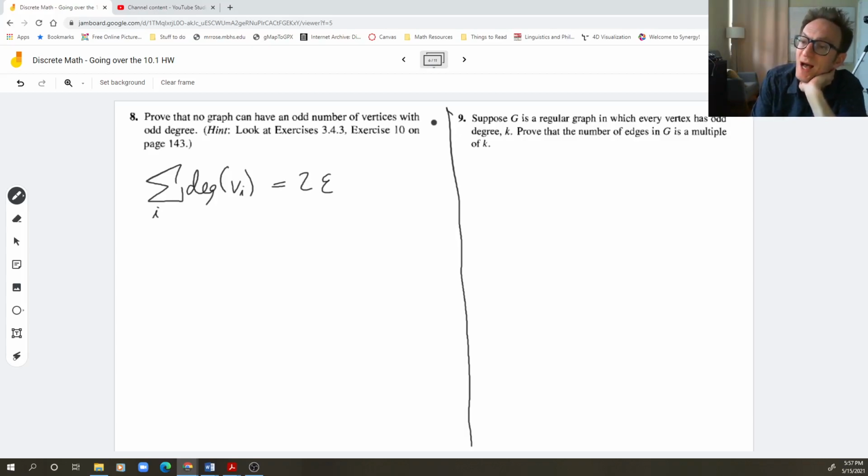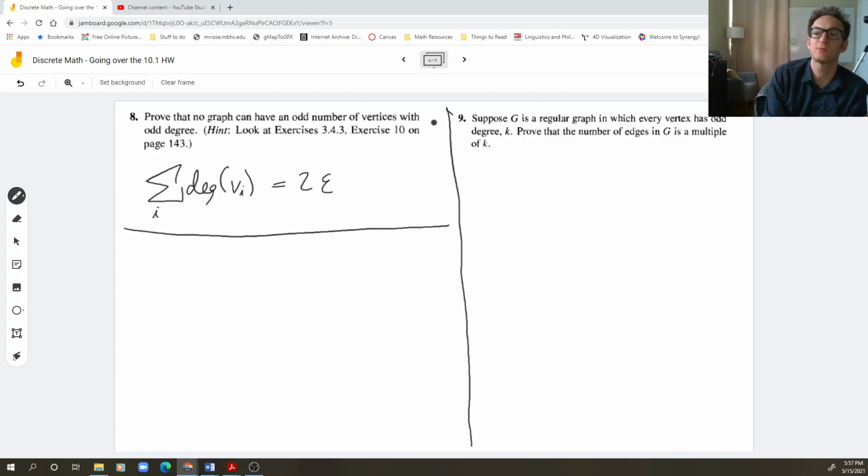Okay, well, keeping that in mind, then of course you can't have an odd number of vertices with odd degree, because if you have an odd number of vertices with odd degree and you add them all up, then the degrees of all those vertices will be odd. But in fact, the sum of the degrees of all the vertices must be even.